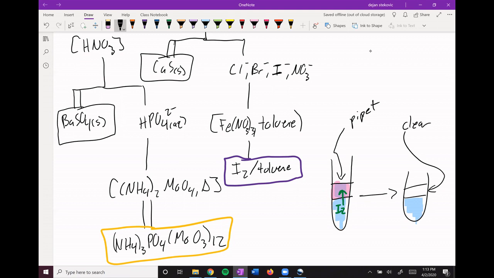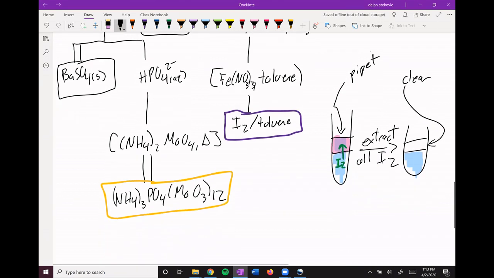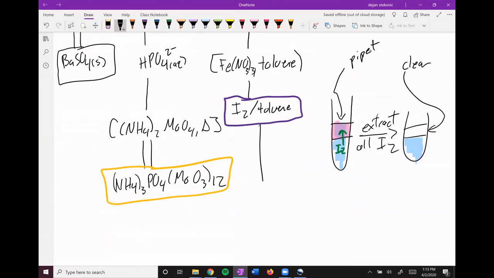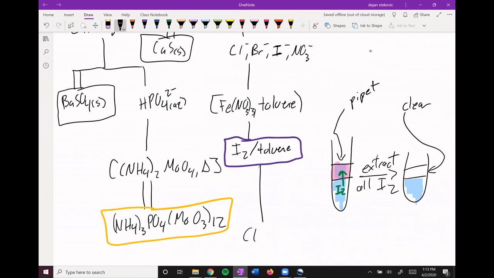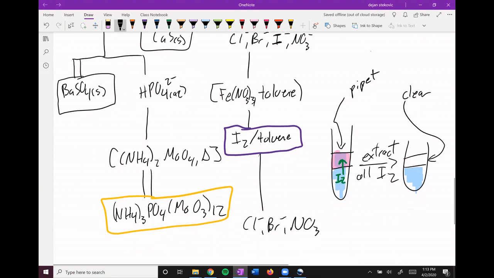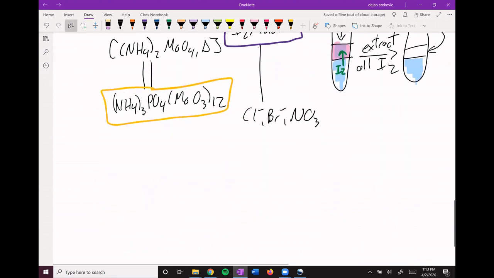So what we're doing here is we're extracting all the I2 out of here. And so once we've extracted all the I2 out of here, we can think about what we have left in solution, right? We got rid of the I-, so we're left with chloride, bromide, and nitrate. So let's take a look at how we're going to test for the next anion.